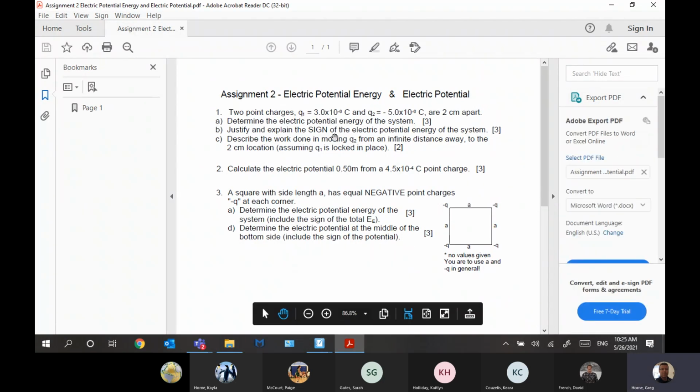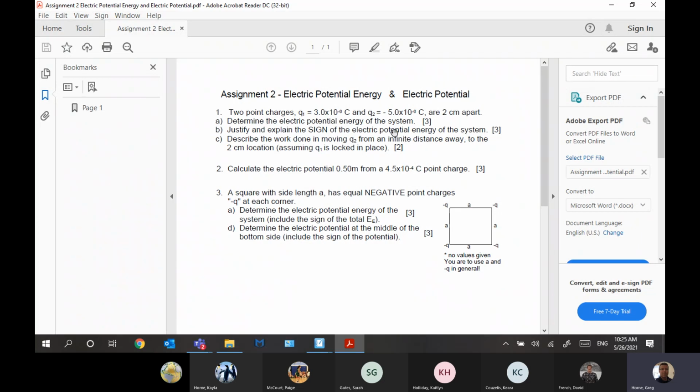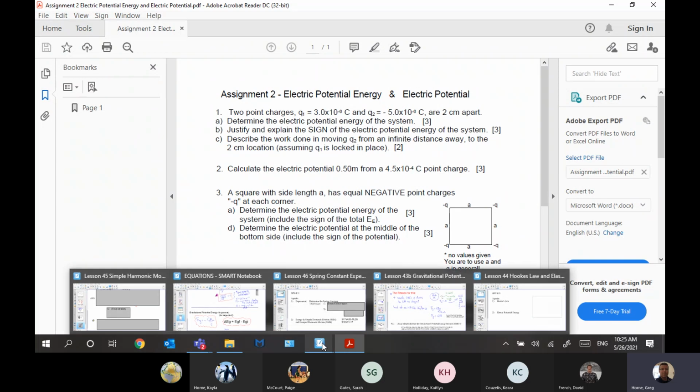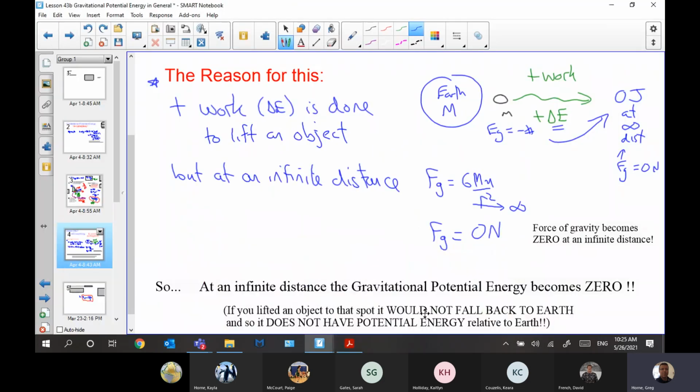So, justify and explain the sign of the potential energy of the system, right? A lot of people just said, well, you've got opposite charges, so it ends up being negative. That doesn't really justify why it's a negative energy. That just helps you remember that it's a negative energy. It's just a mathematical thing. The actual justification for why, like capital WHY, is this, right?